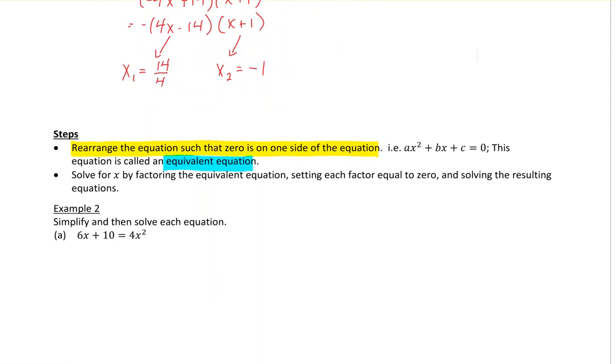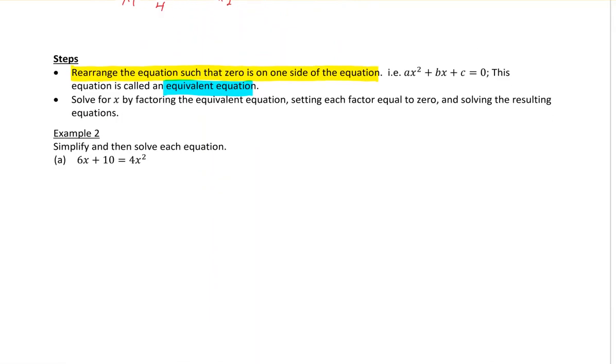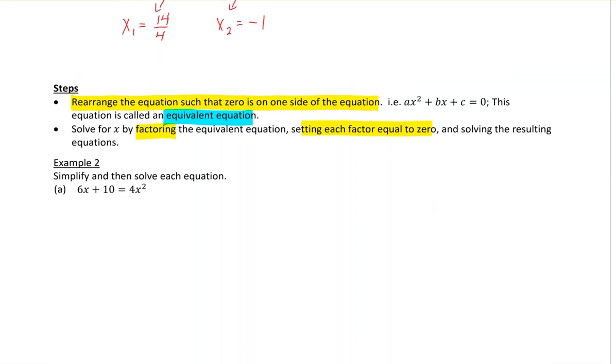Okay, and then we are going to solve for x by factoring the equivalent equation. We're going to set each of those factors equal to 0, and we're going to solve those equations. And that means just get our x values like we did here, x1 and x2.